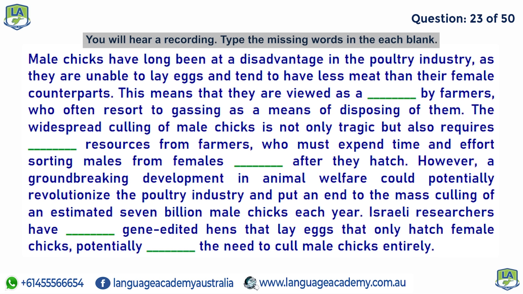However, a groundbreaking development in animal welfare could potentially revolutionize the poultry industry and put an end to the mass culling of an estimated 7 billion male chicks each year. Israeli researchers have developed gene-edited hens that lay eggs that only hatch female chicks, potentially eliminating the need to cull male chicks entirely.